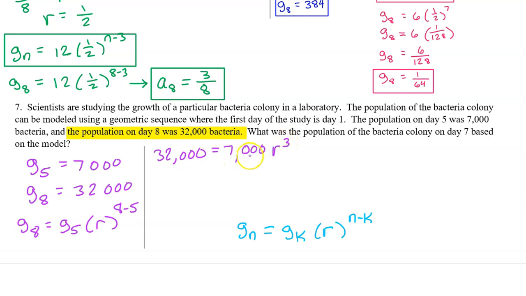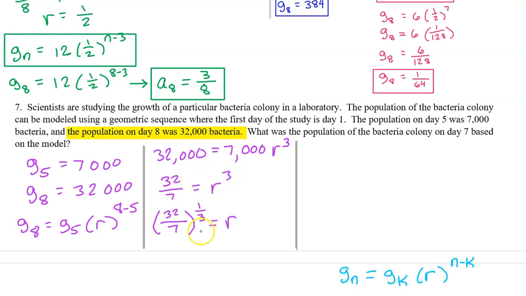Dividing both sides by 7,000, the thousands will sort of cancel out, and we will be left with 32 over 7 is equal to R to the 3rd power. To get R by itself, let's think of it as raising both sides to the 1/3 power. That'll cancel out the 3. Now that we know R, we can write the equation for the geometric sequence. Just remember that Gk is G5, so K is 5.